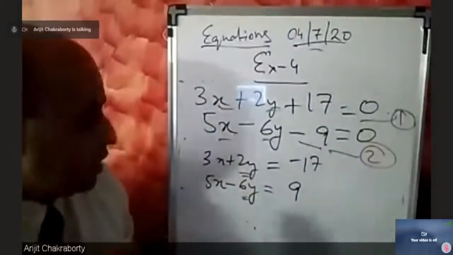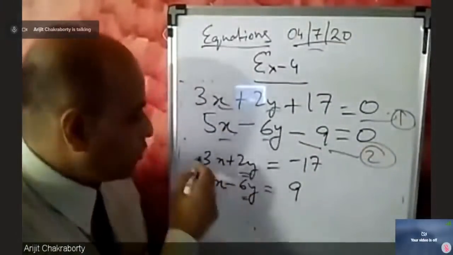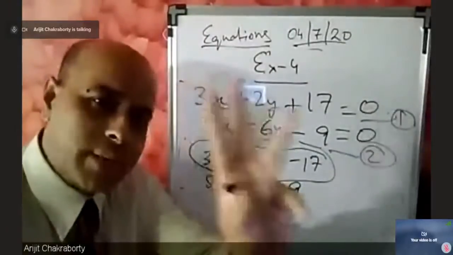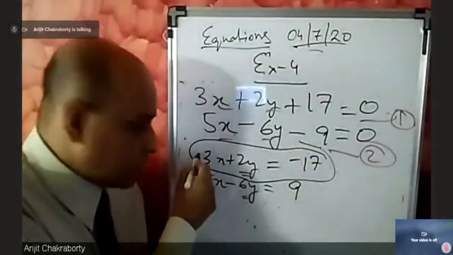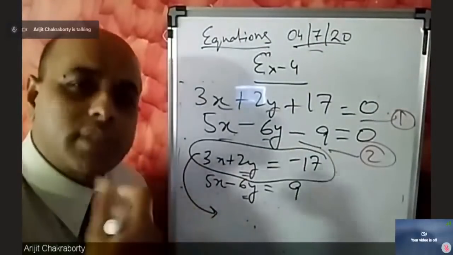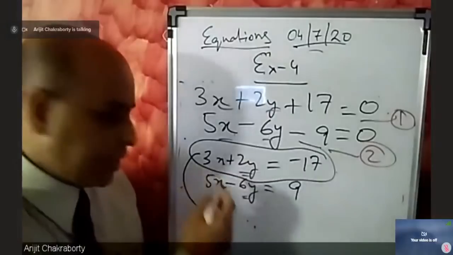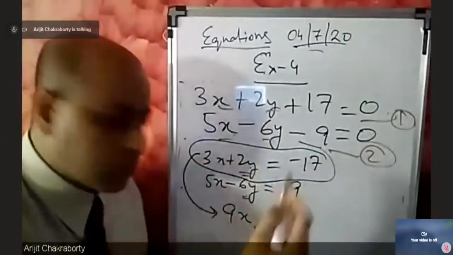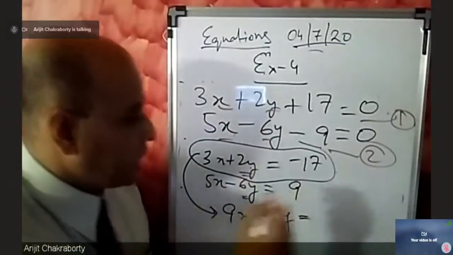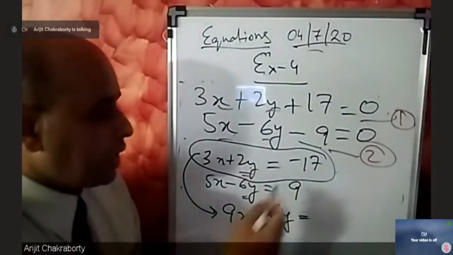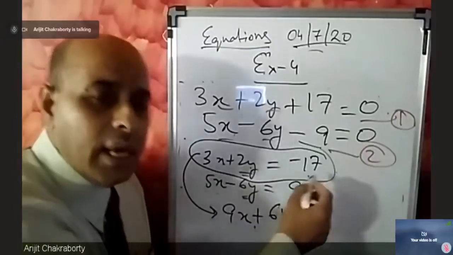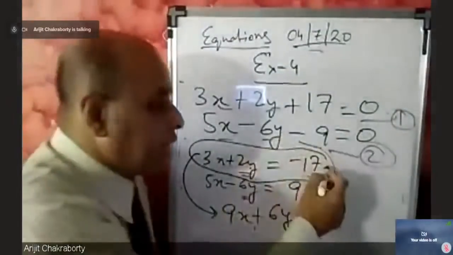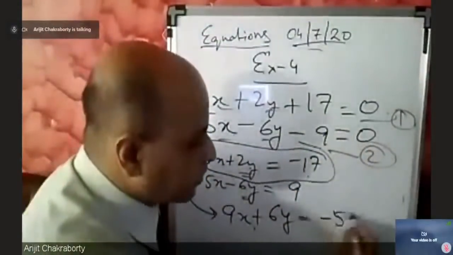Very simple. We will multiply equation 1, this equation, by 3. The moment we multiply equation 1 by 3, let us see what we get. 3x into 3 gives us 9x, plus 2y into 3 gives us 6y. And on the right hand side, we have minus 17, and we multiply that by 3, so we get minus 51.